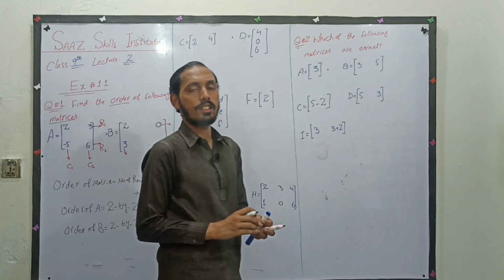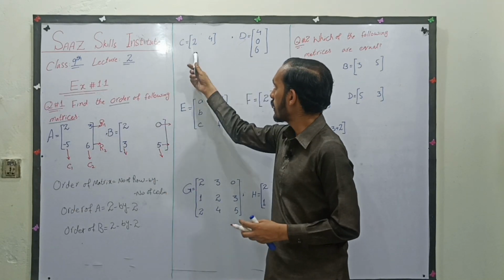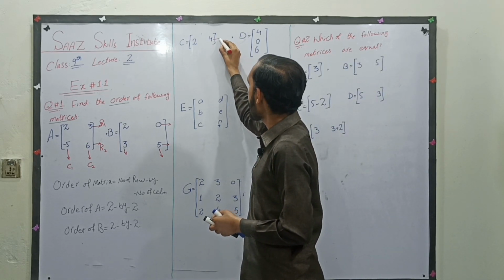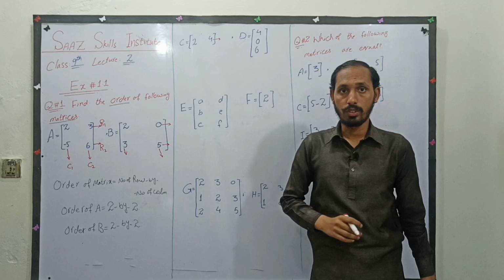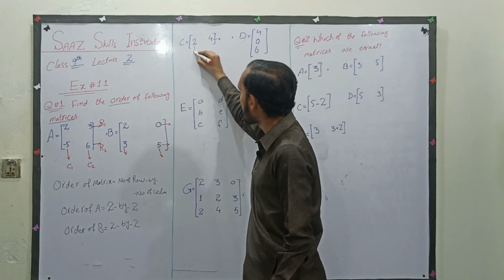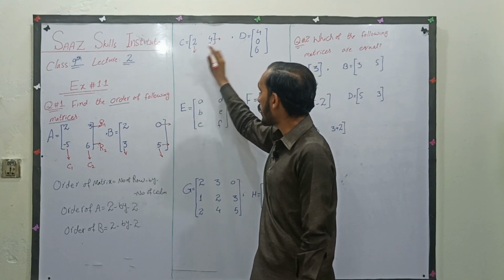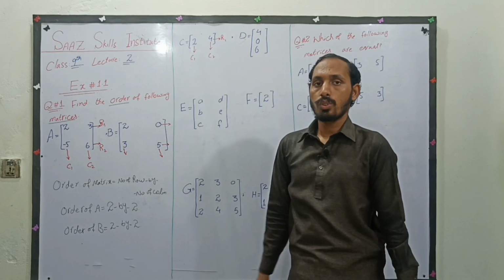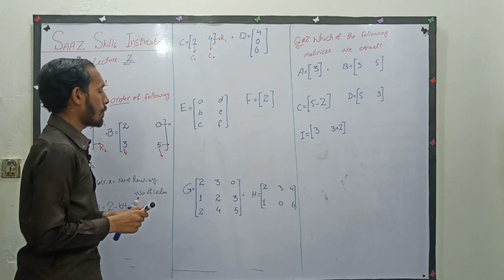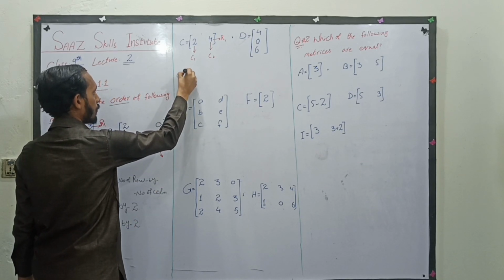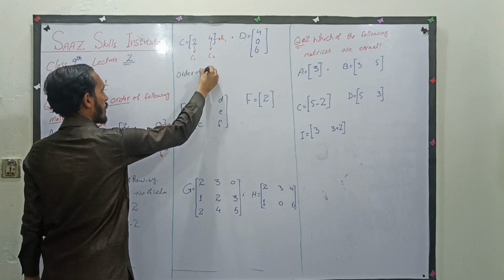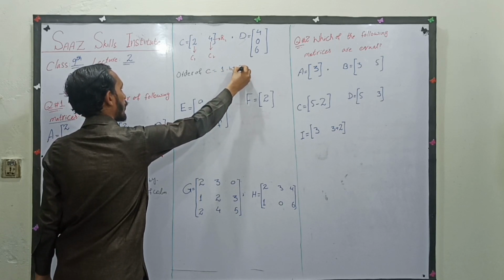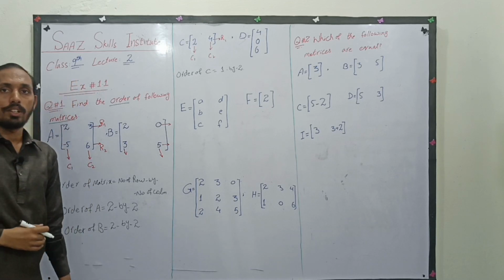Now move to the third matrix C. In this matrix you can look that it has only one horizontal row, while it has two vertical columns. Number of rows is 1 and number of columns is 2. So order of C will be 1 row by 2 columns, so 1 by 2 is its order.